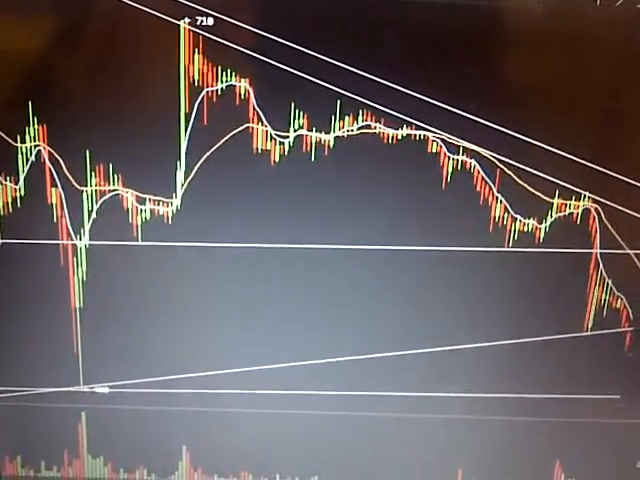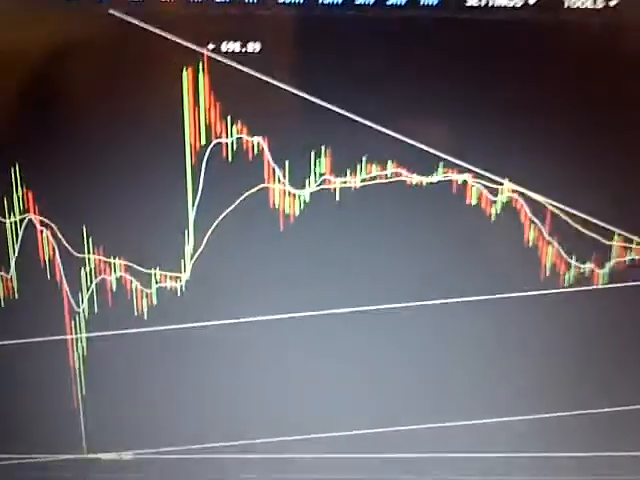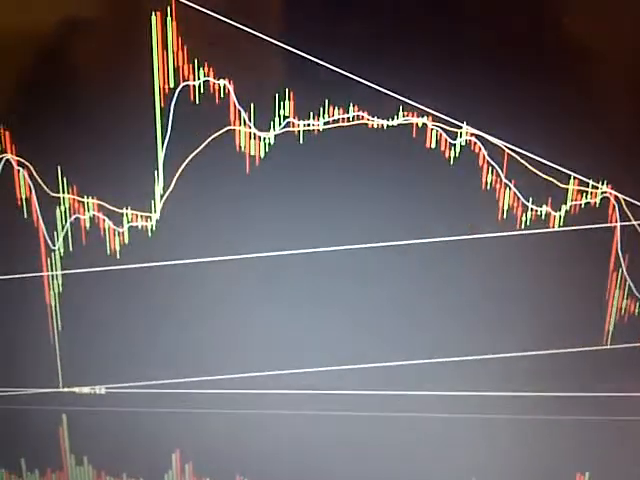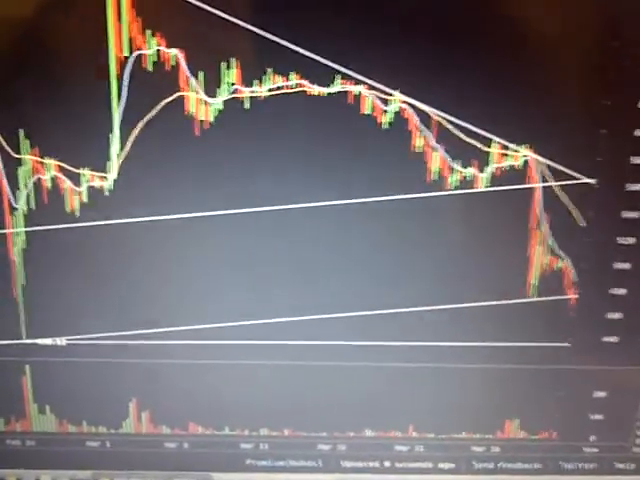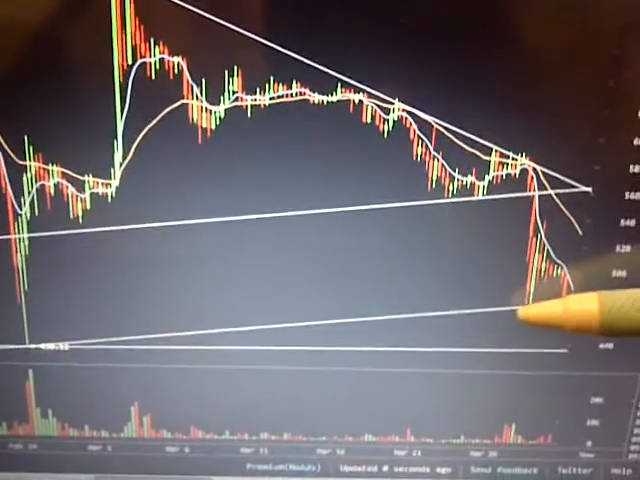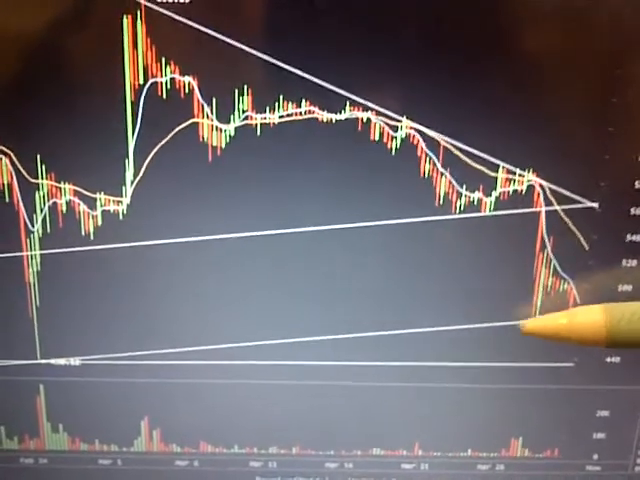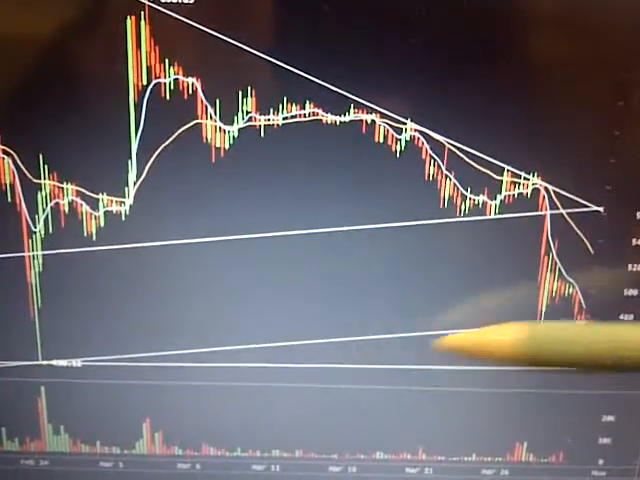So that was Bitstamp. This is BitC 6 hour, and I mean, this is very easy. I had to redraw some of these lines, of course, but the same concept was here. I was wondering why it stopped here, and I saw a line here that made a lot of sense, and what it was doing is parallel.